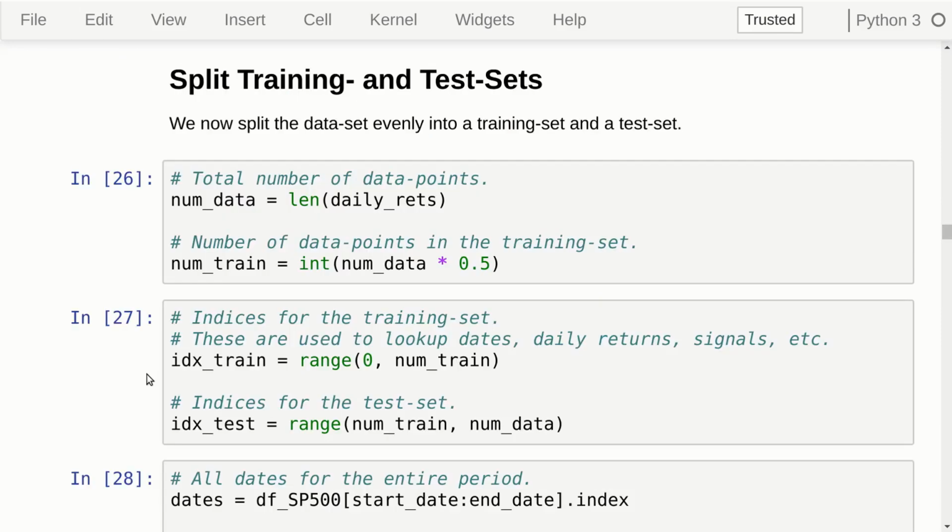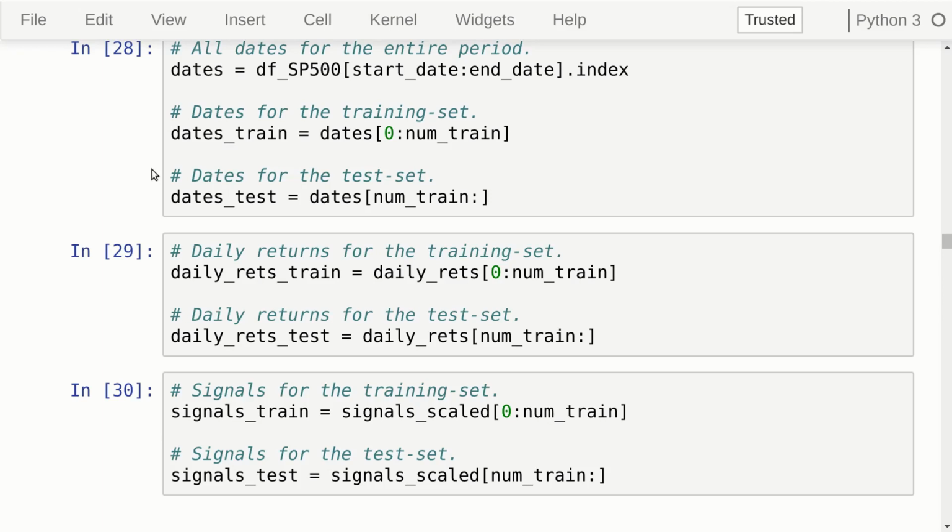So anyway, let's go back, and we just have some additional code here for splitting the data set into training and test sets. So we split the daily returns and the signals, and for convenience, we also split the dates so that it is easier for us to plot for the training and test sets.